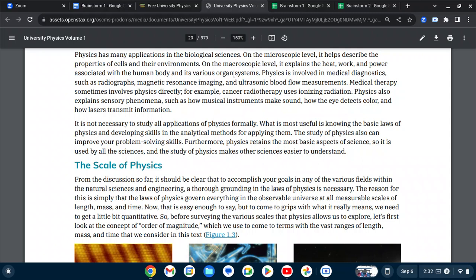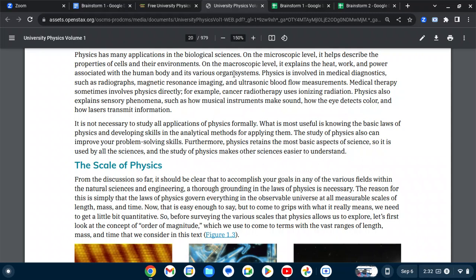The reason for this is simply that the laws of physics govern everything in the observable universe at all measurable scales of length, mass, and time. Now that is easy enough to say, but to come to grips with what it really means, we really need to get a little bit quantitative.